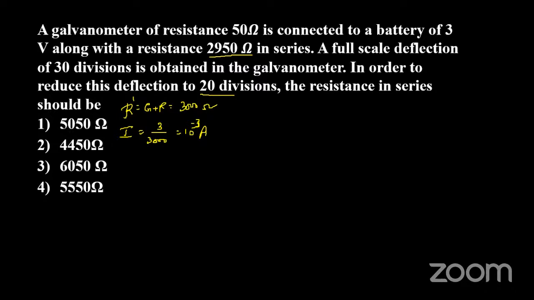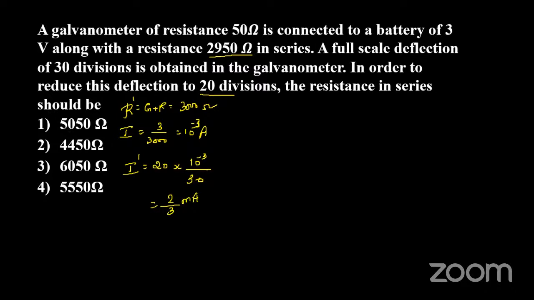Now if the deflection has to be reduced to 20, then how much current I dash do I need? I am reducing it to 20 divisions. For each division I need 1 milliampere, and I have 30 divisions. So this is 2 by 3 milliampere is the current for 20.